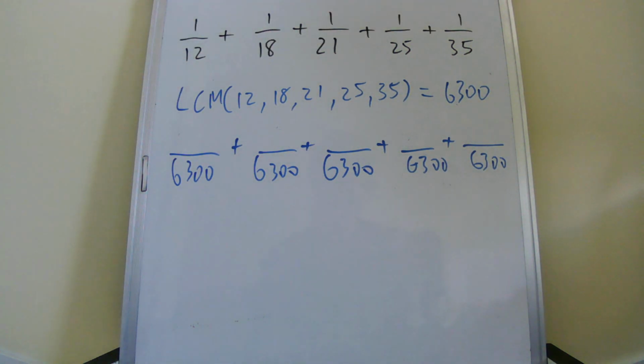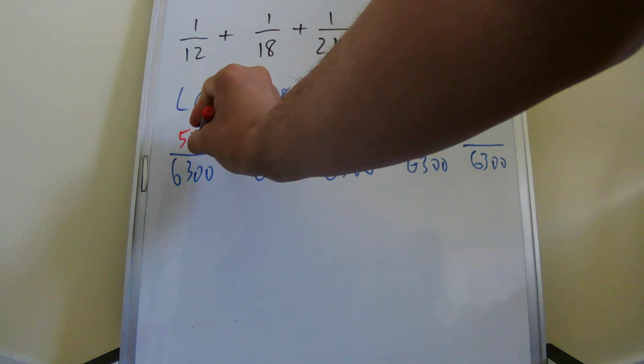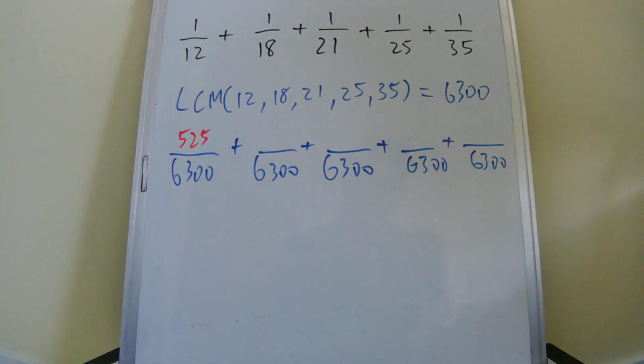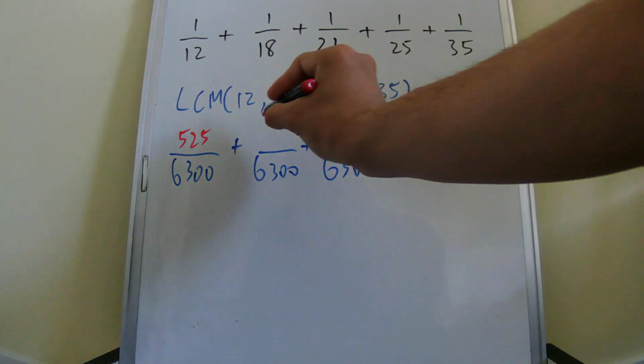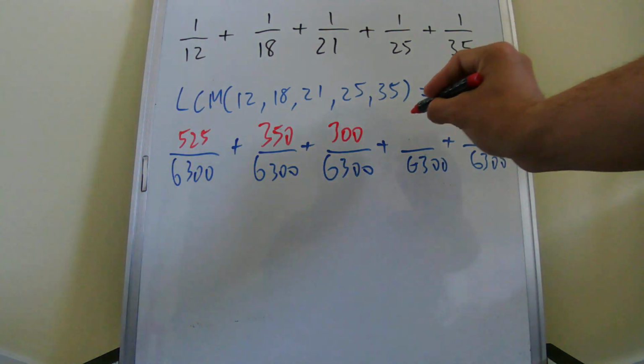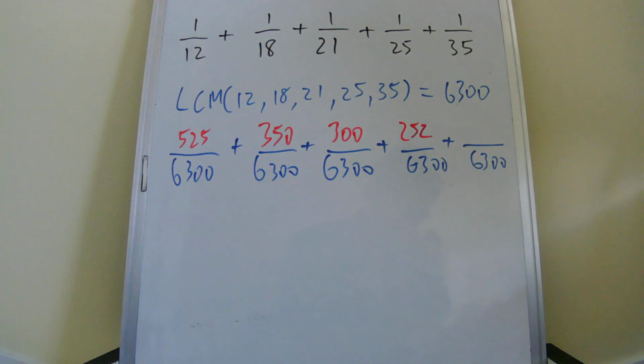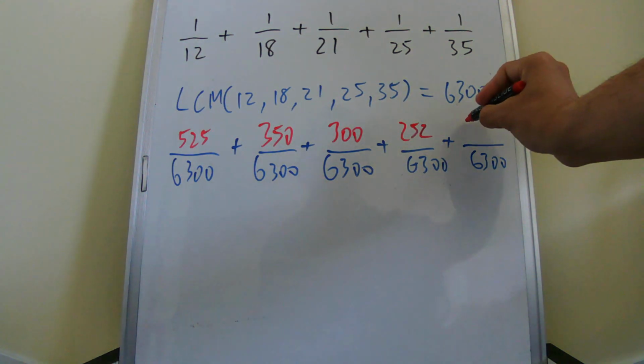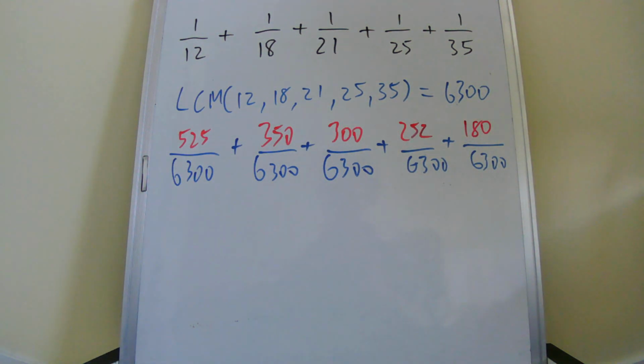of these denominators. So I won't write out the division, but I'll just write out the result. 6,300 divided by 12, for example, for the first one, gives us 525, okay? 6,300 divided by 18 gives us 350. 6,300 divided by 21 gives us 300. 6,300 divided by 25 gives us 252. And 6,300 divided by 35 gives us 180. Okay, so those are our numerators.